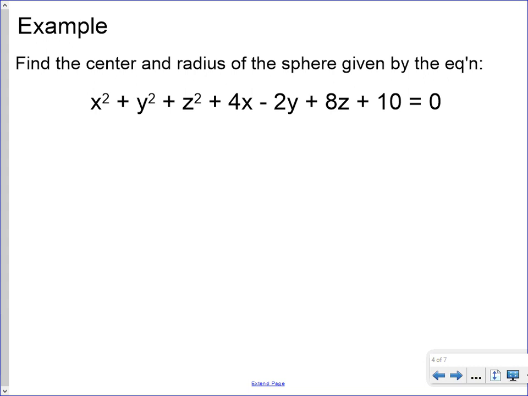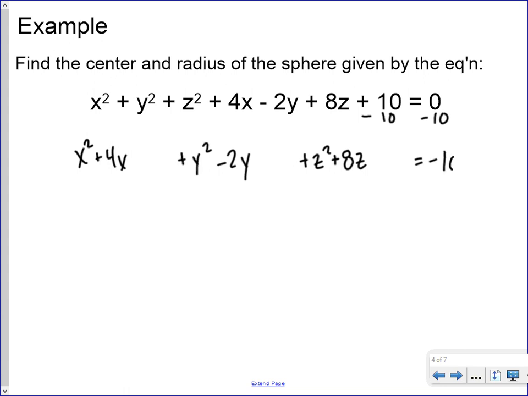I'm going to group together the x's. So I'm going to put x squared plus 4x. I'm going to leave a little space to complete my square right there. And then I'm going to do plus y squared minus 2y. I'm going to leave some space to complete my square. And then I'm going to do plus z squared plus 8z. Leave a little space to complete my square. And what would I do with this plus 10? Move it over to the other side. So I'm also going to subtract 10 from both sides and then say equals negative 10.